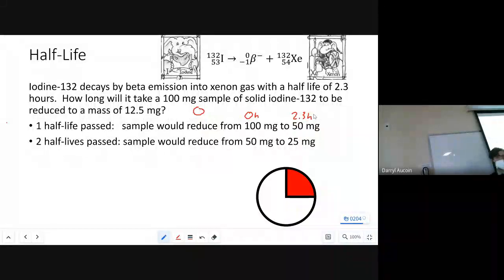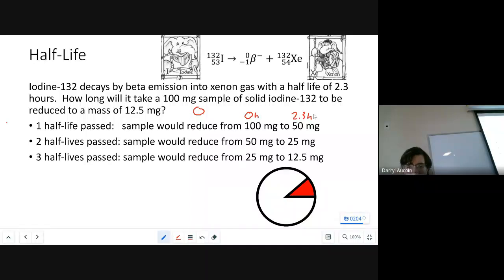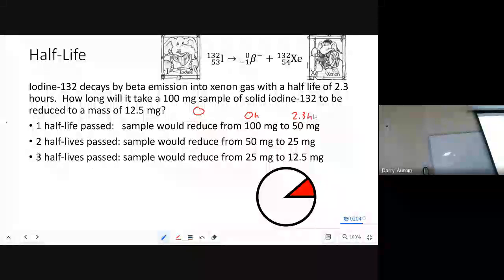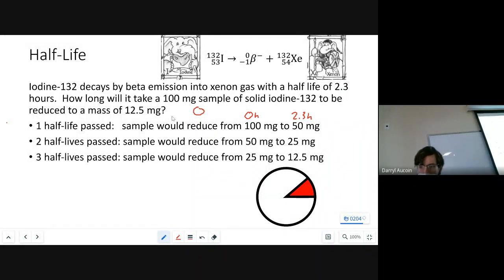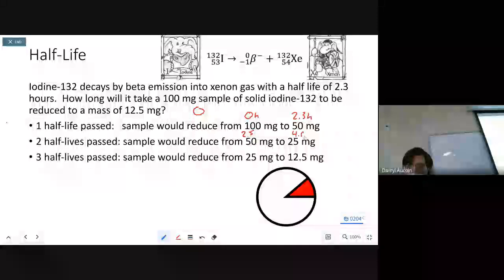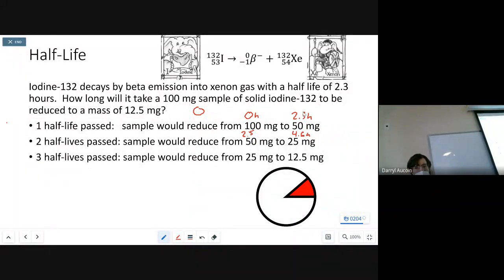Now we got 3 times as much of one as we did the other. And if we let it go a third time, it's going to go from 25 down to 12. Because this was 0, then 2.3 hours, at which point we're at 50. Then 2.3 times 2 is 4.6. So we went from 0 to 2.3, that was the first half-life, which took us from 100 to 50. And then from 50 down to 25 with another 2.3, so that's 4.6. And if we do it one more time, 2.3 plus 2.3 plus 2.3 is 6.9.